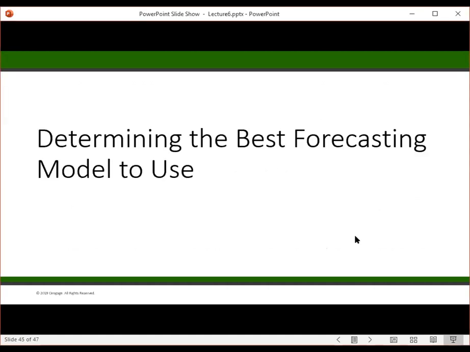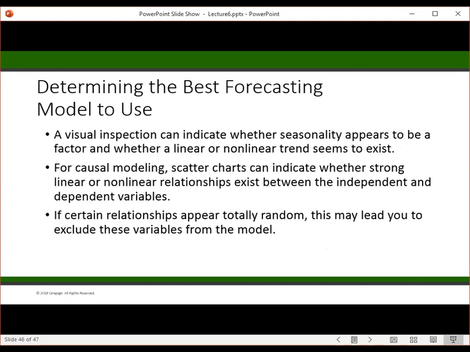And then finally, let's consider the best forecasting model to use. You can do a data visualization to see for yourself if there appears to be a pattern, seasonality, linear, nonlinear, whatever it happens to be. And then look at scatter charts, relationships, to see if there are linear or nonlinear relationships. And if certain relationships appear totally random, you might want to exclude those variables from the overall forecast.